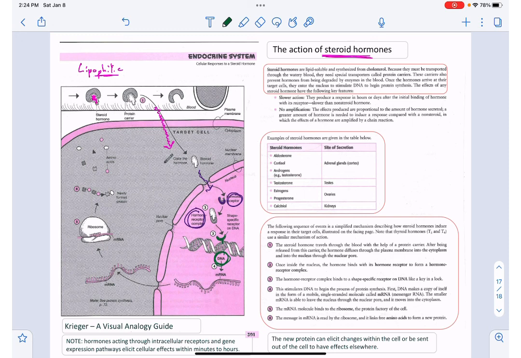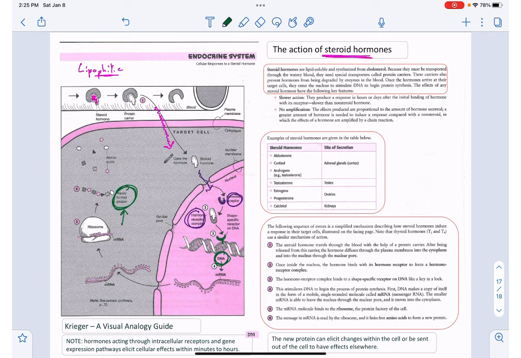And why would we want to do that? What does DNA do? Well, DNA contains the instructions to build proteins. So by binding to the DNA, we're going to stimulate gene transcription of a particular protein. We're going to make a new protein. And then that new protein is going to have whatever effect it's going to have either within the cell, or it can be shipped out of the cell and have an effect on something further away.